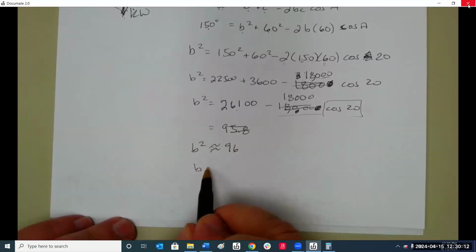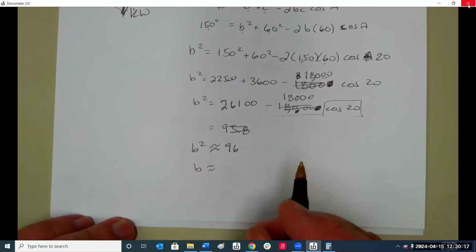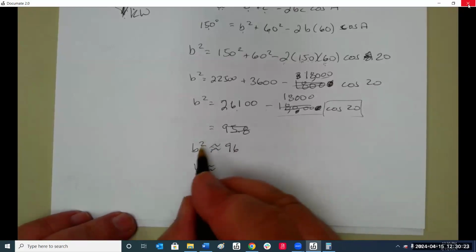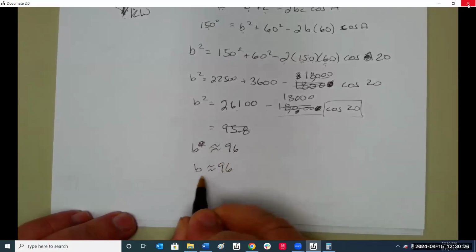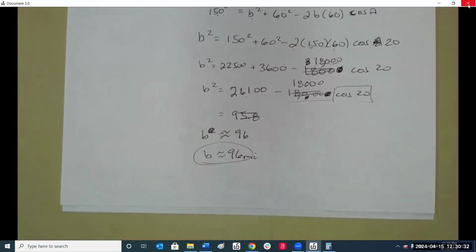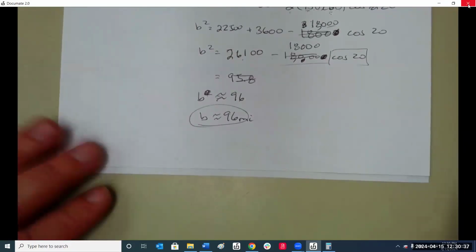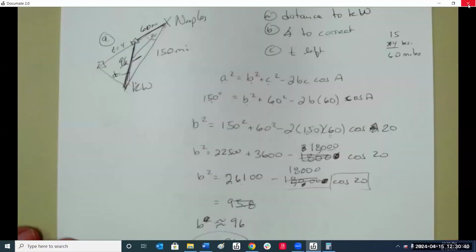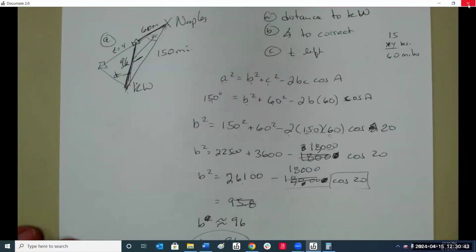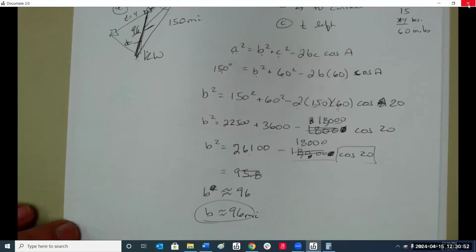Okay, so square root that you get, oh, sorry, B was 96. So it's 96 miles away. So we have that. What's the next one? So what course should it now sail towards?